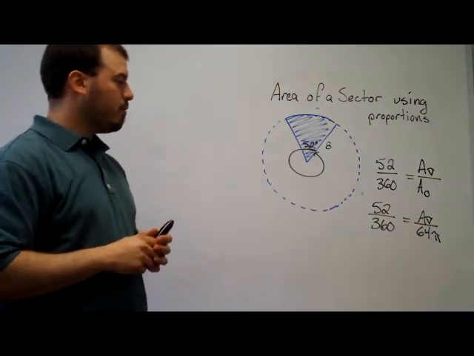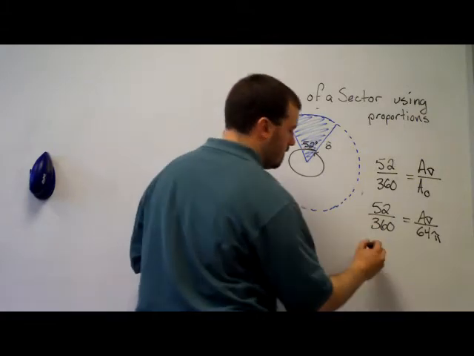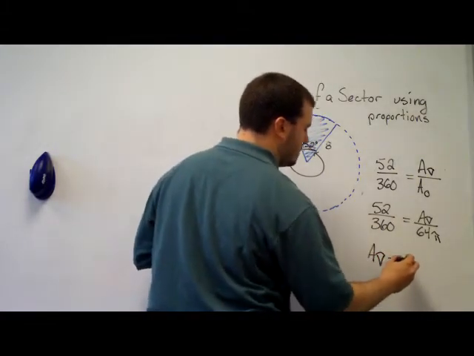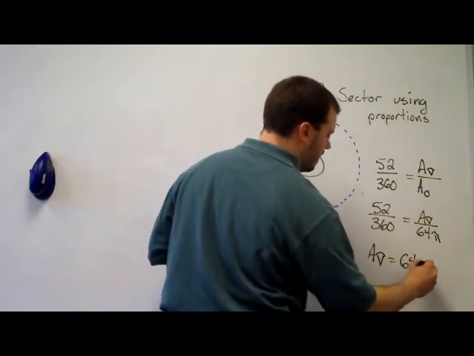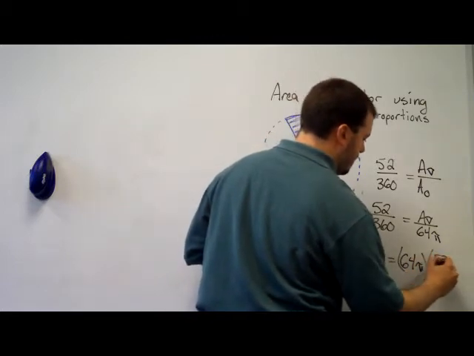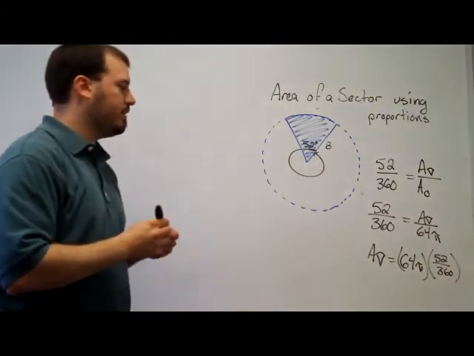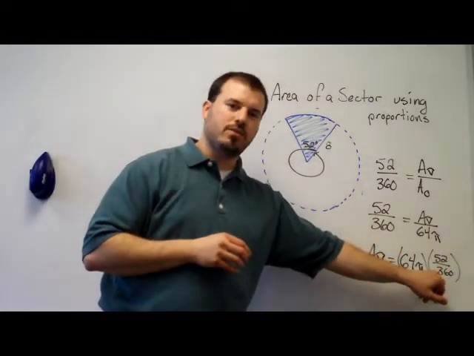And that's the area of the circle, the denominator. And now we just solve this proportion, and we would have the area of the sector is equal to 64 pi times 52 over 360.